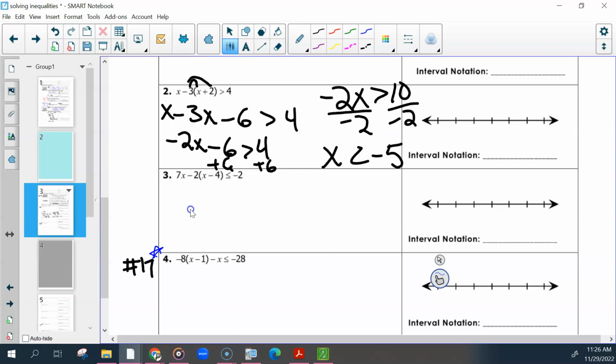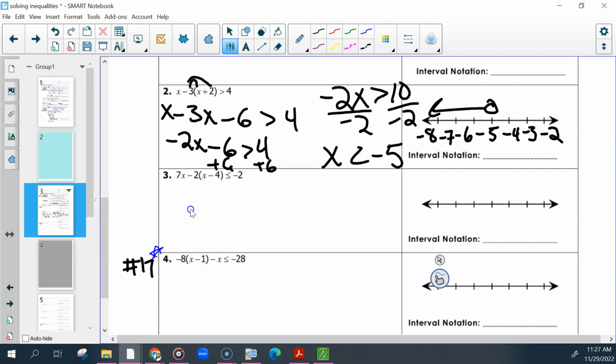So then we would graph this, just like we did before. My numbers are a little off. This would be an open or a closed circle. Open. At -5, going to the left.